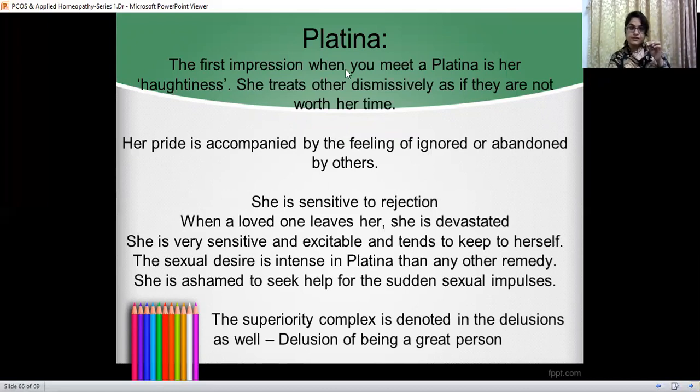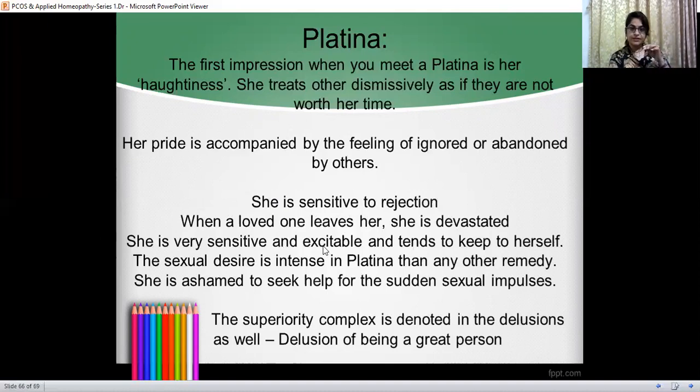Platina, the first impression when you meet a platina is her haughtiness. She treats others dismissively as if they are not worth her time. In fact, in clinic, I have so many platina patients who dominate me. They are very dominating and very haughty personalities. Her pride is accompanied by the feeling of being ignored or abandoned by others. She is sensitive to rejection. She cannot bear rejection. When a loved one leaves her, she is devastated. She is possessive about her relationships and her loved ones.